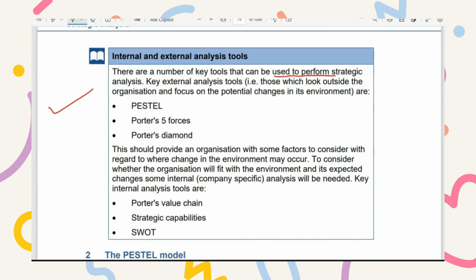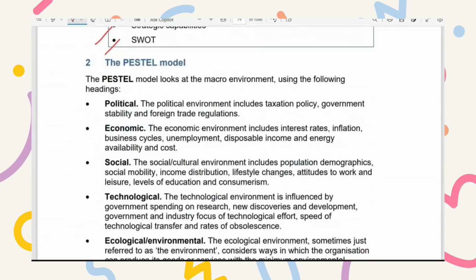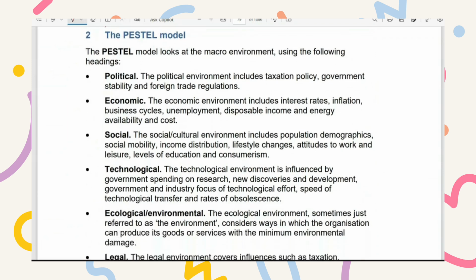Internal and external analysis tools. What are the internal and external ones? There are a number of key tools that can be used to perform strategic analysis. Key external analysis tools look outside the organization and focus on potential changes in its environment: PESTEL, Porter's Five Forces, and Porter's Diamond. These are the environmental side. The company will then need the key internal analysis tools: Porter's value chain, strategic capabilities, and SWOT analysis. We will go into more detail on these.